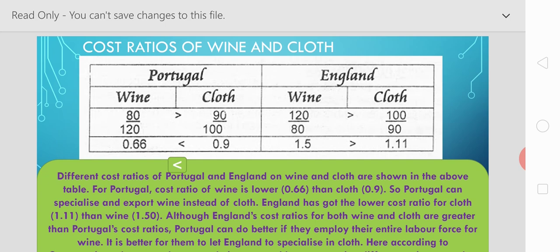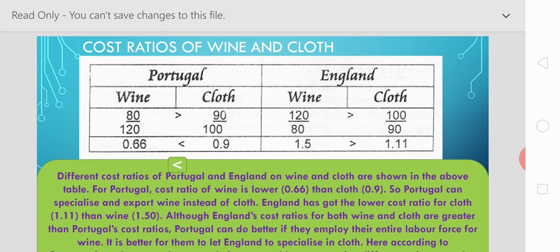120 is the labor hours required to produce 1 unit of wine in England, divided by 80. 80 is the labor hours required in Portugal. So it is greater than 100 by 90. 100 is the labor hours required to produce 1 unit of cloth in England, divided by 90. 90 is the labor hours required to produce 1 unit of cloth in Portugal.